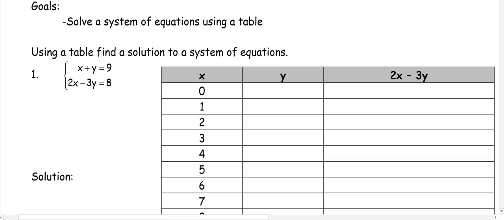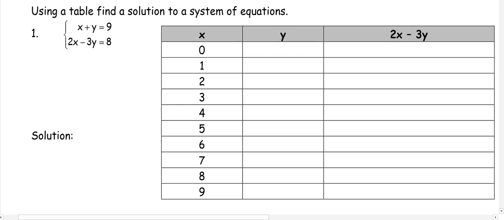This video is about using a table to solve a system of equations. So we're going to use the table to solve the following system of equations. We have x plus y equals 9 and 2x minus 3y equals 8. When we solve using a table, we're always going to have three columns.